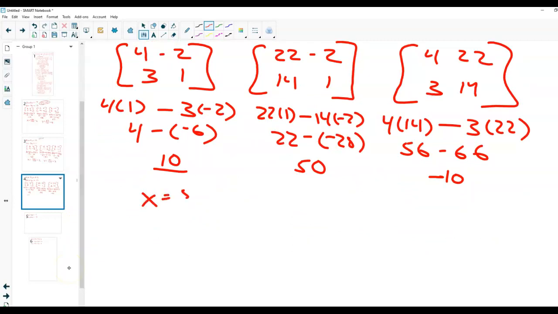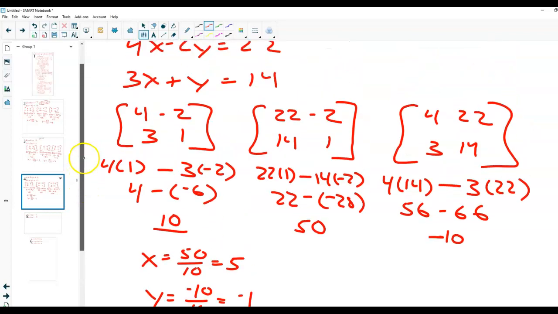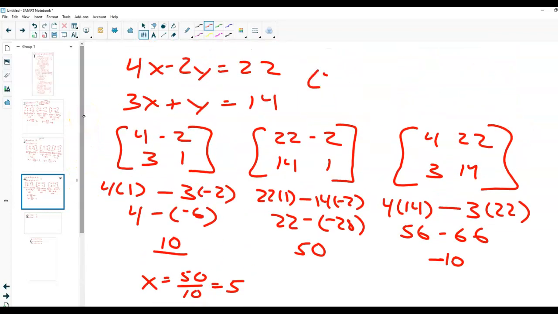So my x, 50 over 10 equals 5. My y, negative 10 over 10 is negative 1. So my answer is 5, negative 1.